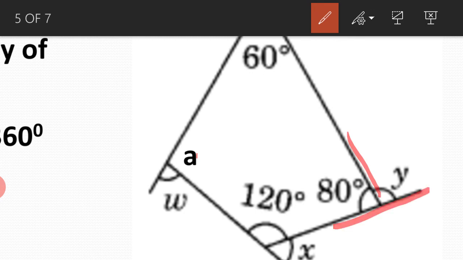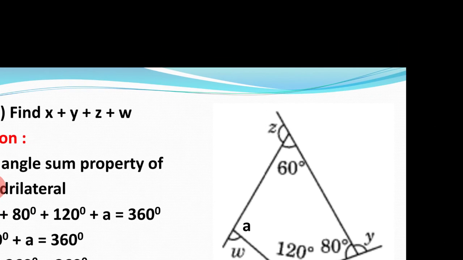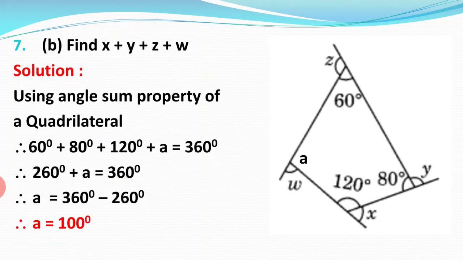So here, though there is a line segment, the property is true. The definition is true because line segments are part of lines. So if a line segment is standing on a line segment, then also a linear pair is formed. Is it okay? Here also you will find the linear pair, here also. So at 4 vertices, there is formation of 4 linear pairs. Now we will solve them individually to get the values of x, y, z and w.